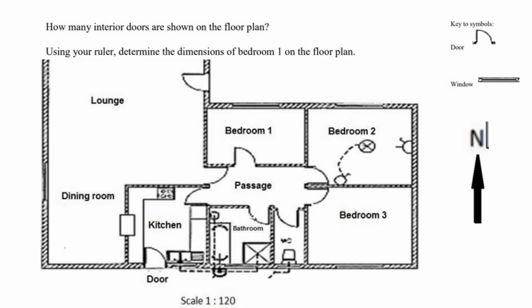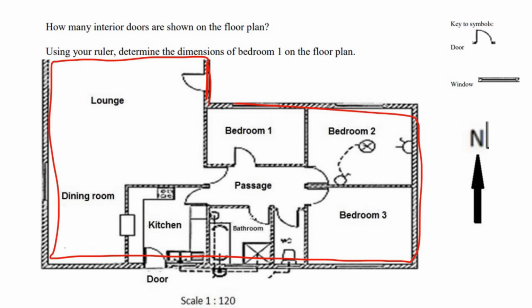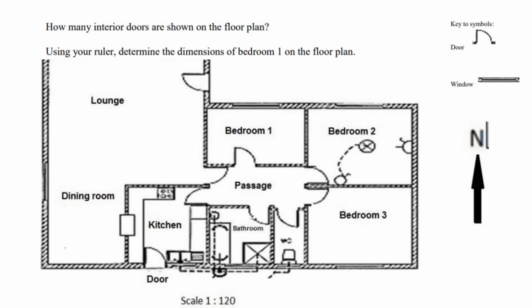How many interior doors? Okay, so a door is something like that, but it must be on the inside. So this one is not on the inside. That is on the outside. You see, all of this is on the outside. So we want to see how many doors are on the inside. So that would be 1, 2, 3, 4, 5, 6. Are there any more? No, that's on the outside. Okay, so there's going to be 6 doors. You might say this one, but that's on the outside.